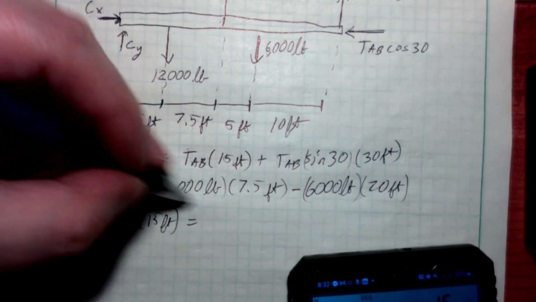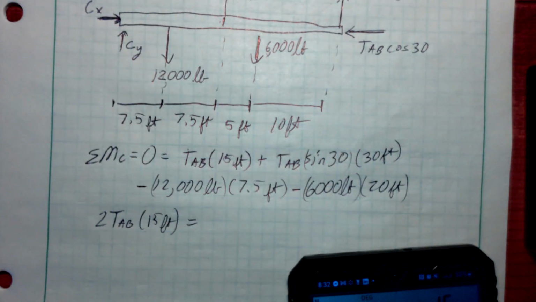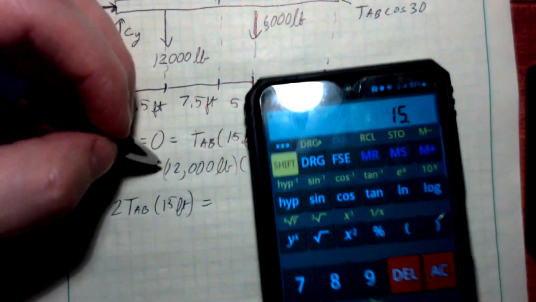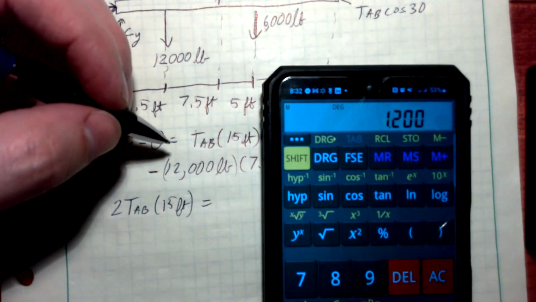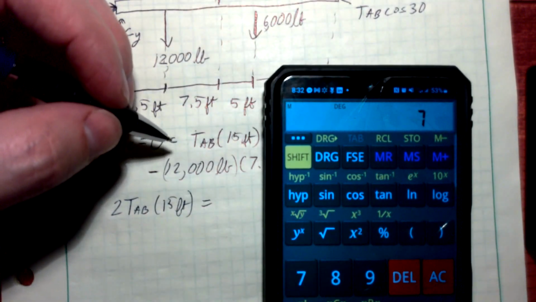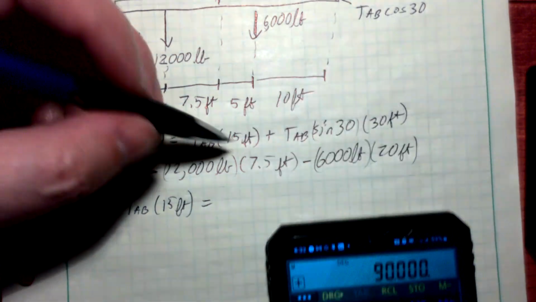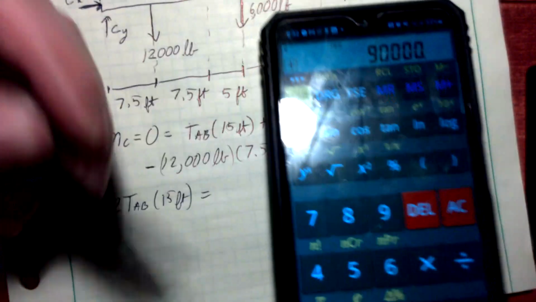And that's going to equal, I'm going to move all these negative guys over to the right-hand side, or the other side of the equation, I should say. So they'll pick up a positive sign. So it's going to be 12,000 times the 7.5 foot, and then add to that the 6,000 times 20 foot.